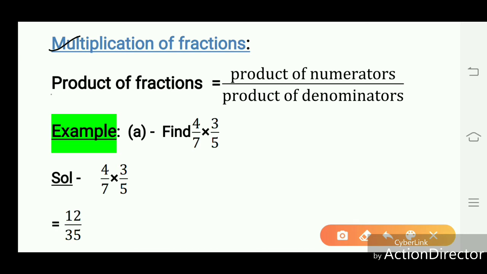Multiplication of fractions, product of fractions. The product of fractions equals product of numerators upon product of denominators. Example: find 4/7 multiplied by 3/5. First, we find the product of numerators. The product of numerators is 4 into 3, 4 threes are 12, and the product of denominators, 7 into 5, 7 fives are 35. So when we multiply 4/7 into 3/5, we get product 12/35.